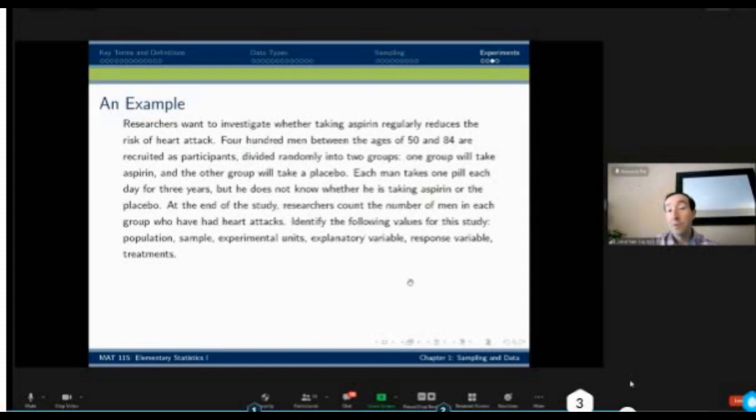At the end of the study, researchers count the number of men in each group who've had heart attacks. Which values in the study are the population, the sample, the experimental units, the explanatory variable, the response variable, and the treatments? So let's start with population. What's the population here?